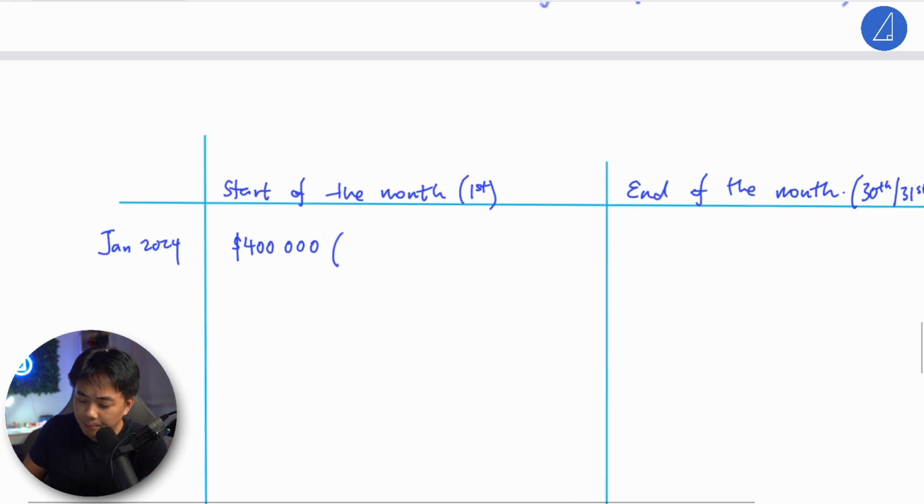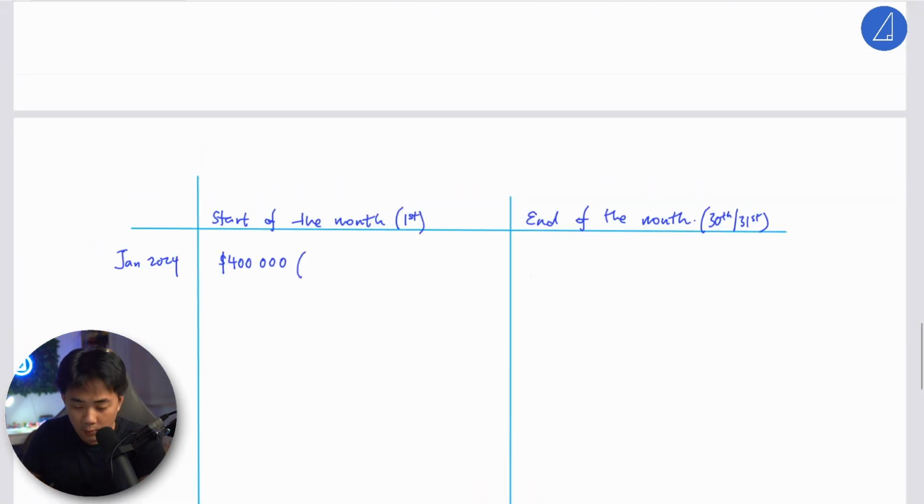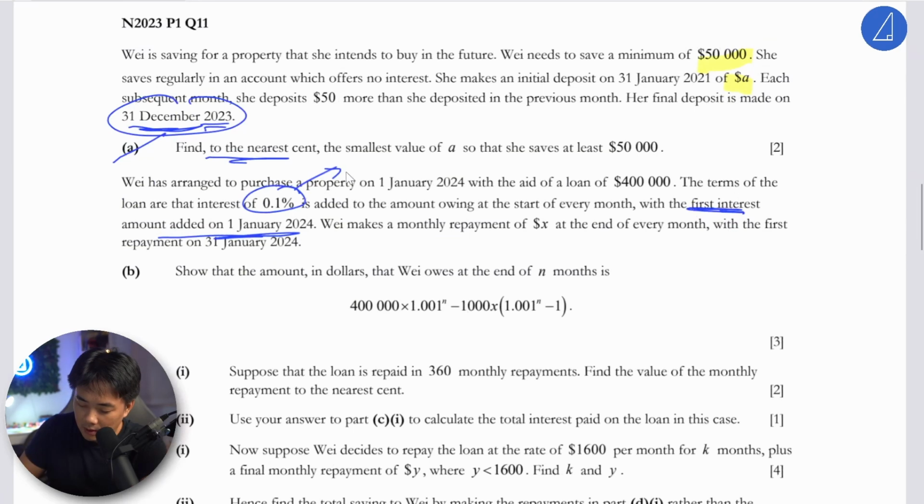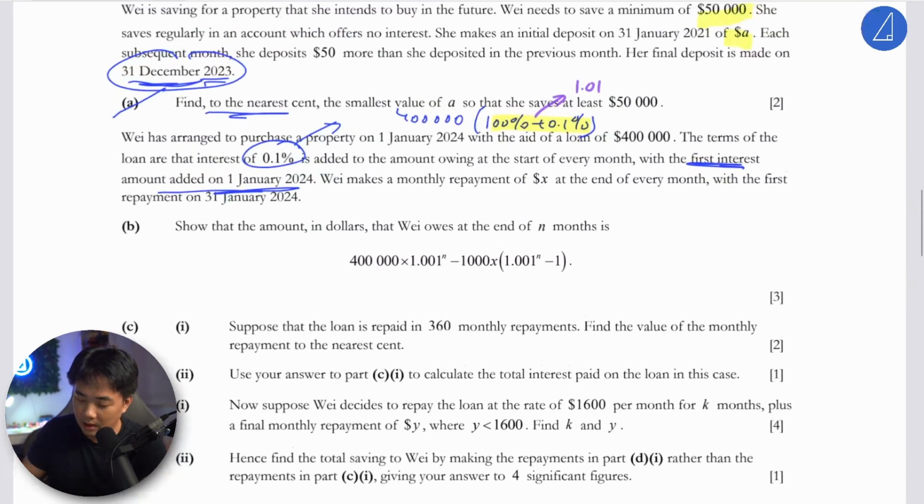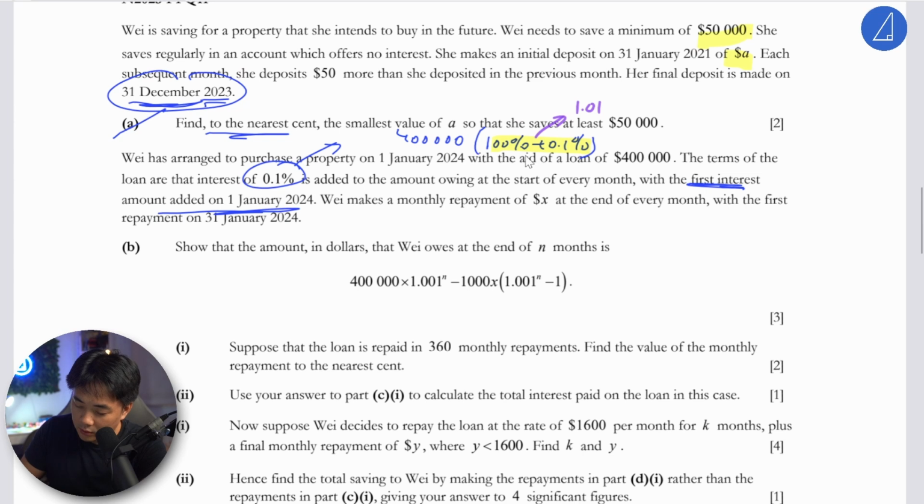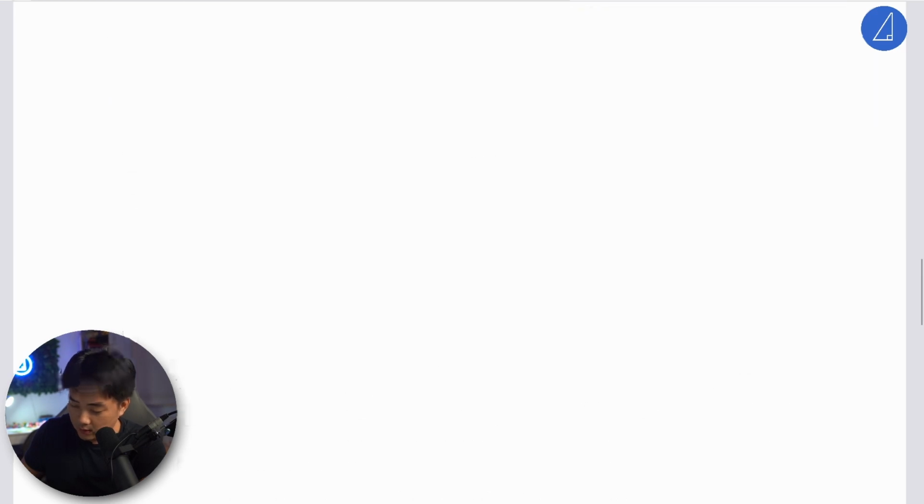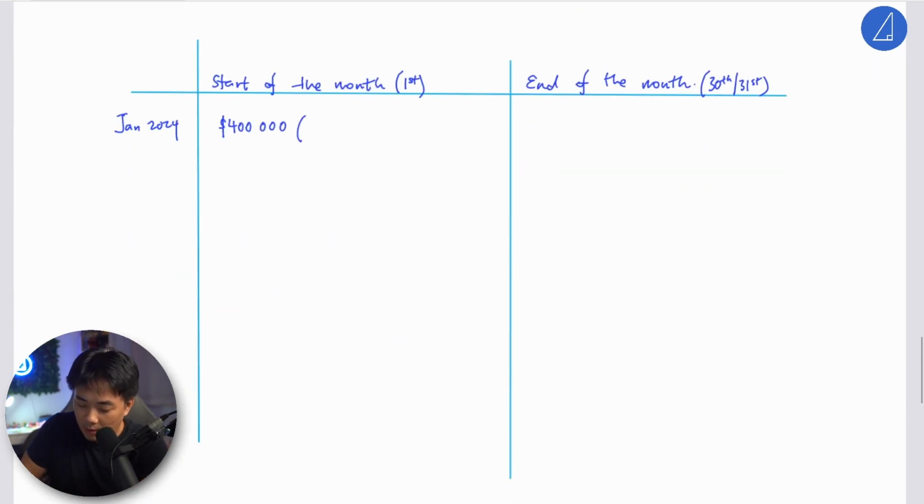Remember, when you charge interest you need to include the principal, because essentially you need to take 100% plus 0.1%. When you multiply this, adding the interest will be 1.001. Just multiply by 1.001. Usually the one that they ask you to show, you can see very clearly is this one here. So that's why this is multiplied by 1.001.